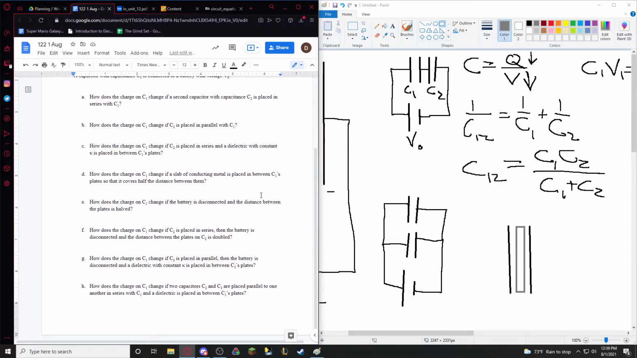So what would happen to the charge on C1 if C2 is placed in series, then the battery is disconnected, and then the distance between the plates on C2 is doubled? So, connected in series, then the battery is disconnected, then the distance between the plates on C2 is doubled.